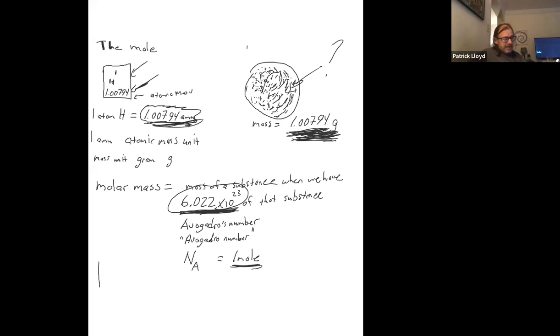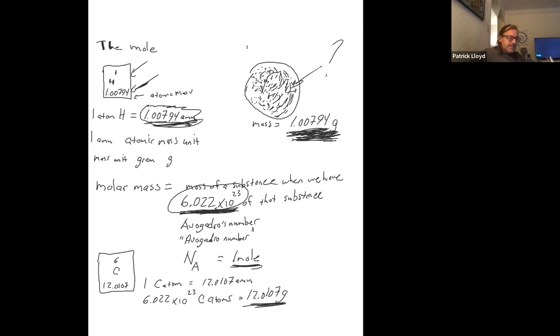The same is true for any other element. So if I take, for example, element number 6, which is carbon, one C atom is 12.0107 AMU. If I have 6.022 times 10 to the 23rd carbon atoms, that would be 12.0107 grams. Sorry, G for grams. Okay. This is more practical for us than this is.